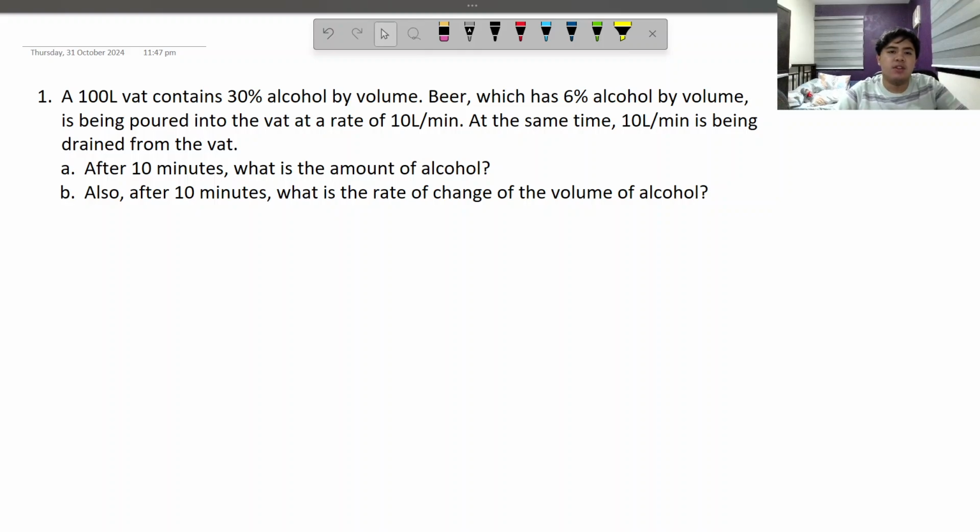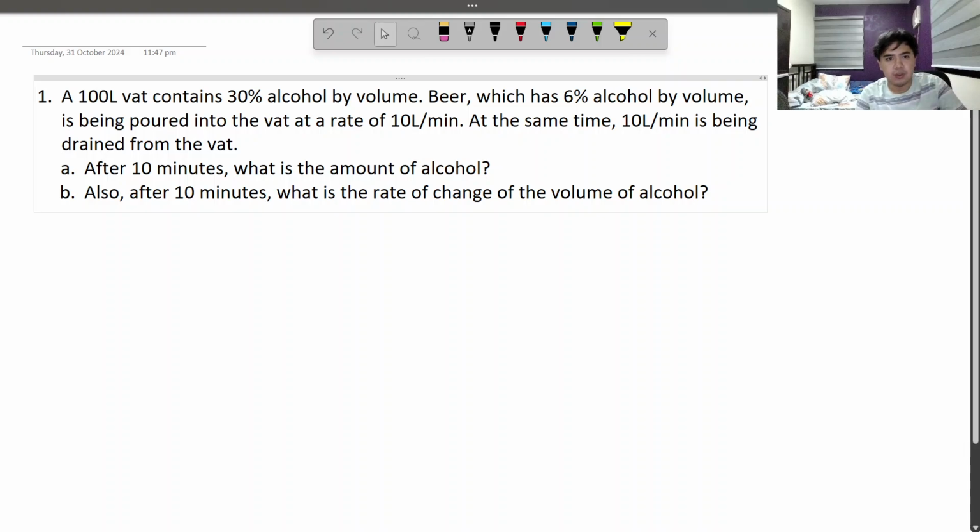A 100-liter vat contains 30% alcohol by volume. Beer, which has 6% alcohol by volume, is being poured into the vat at a rate of 10 liters per minute. At the same time, 10 liters per minute is being drained from the vat. We have two questions. After 10 minutes, what is the amount of alcohol? And also, after 10 minutes, what is the rate of change of the volume of alcohol?